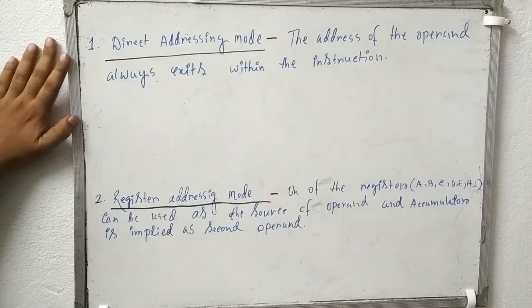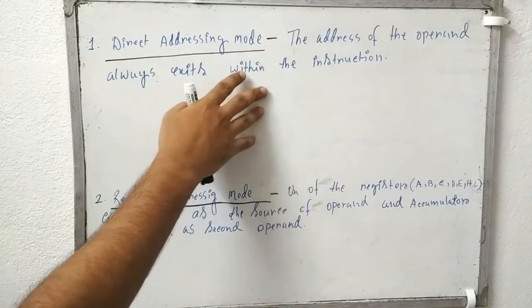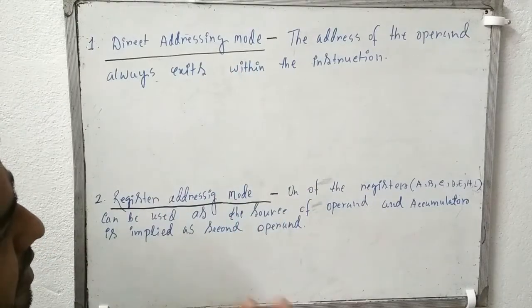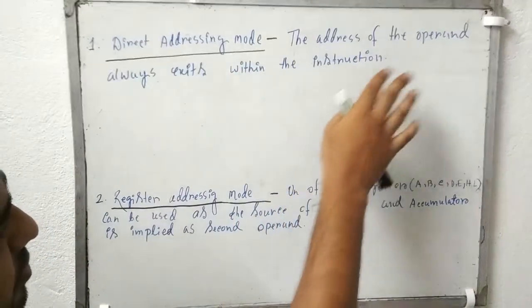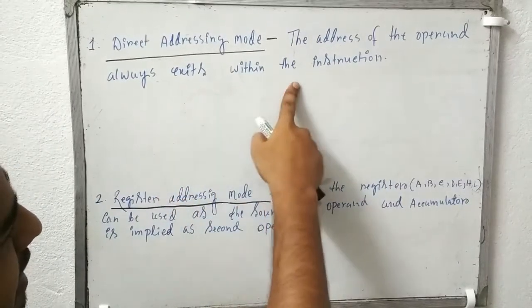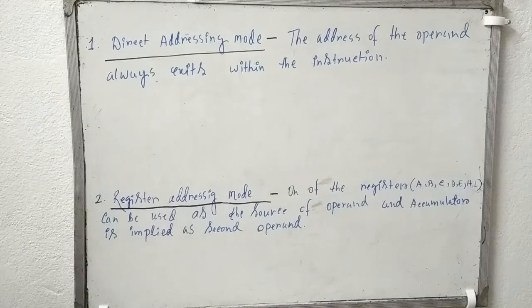So this is our first addressing mode, which is the direct addressing mode that you can see here. What is direct addressing mode? Basically, in direct addressing mode, the address of the operand always exists within the instruction.